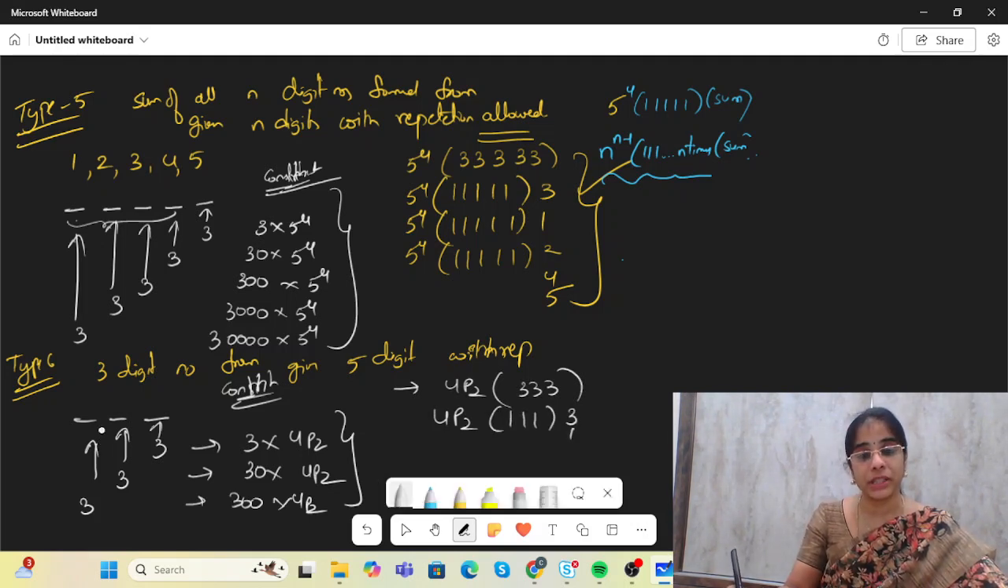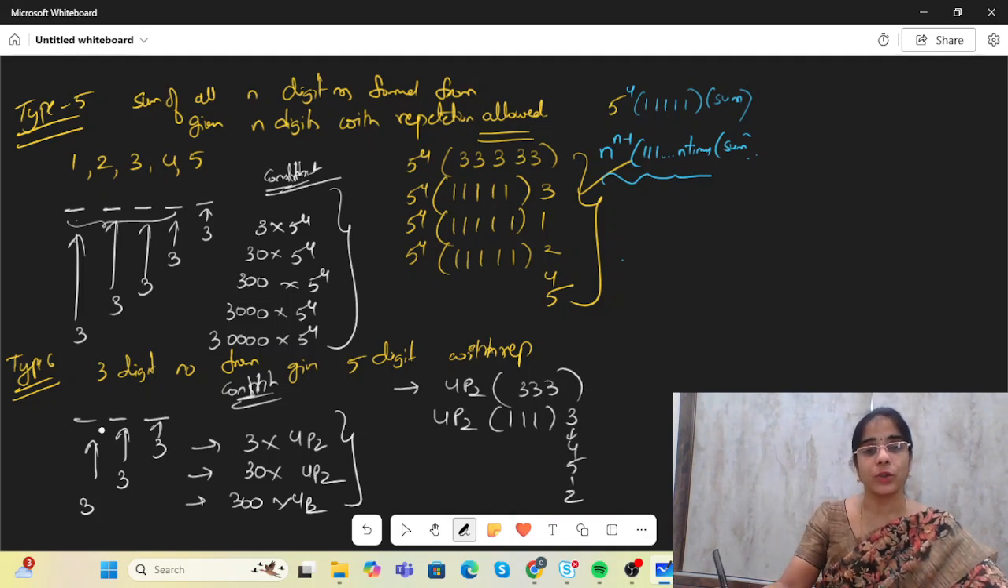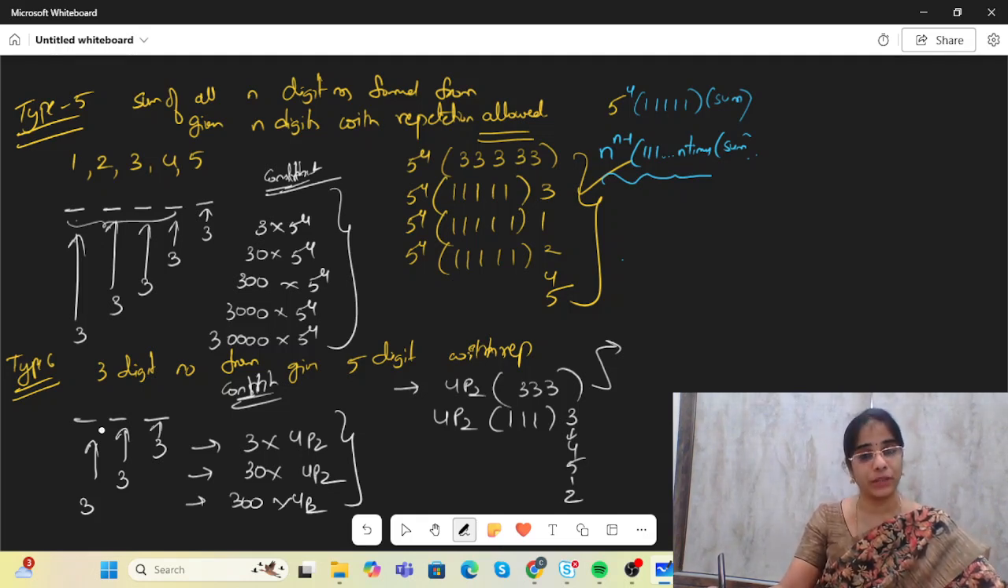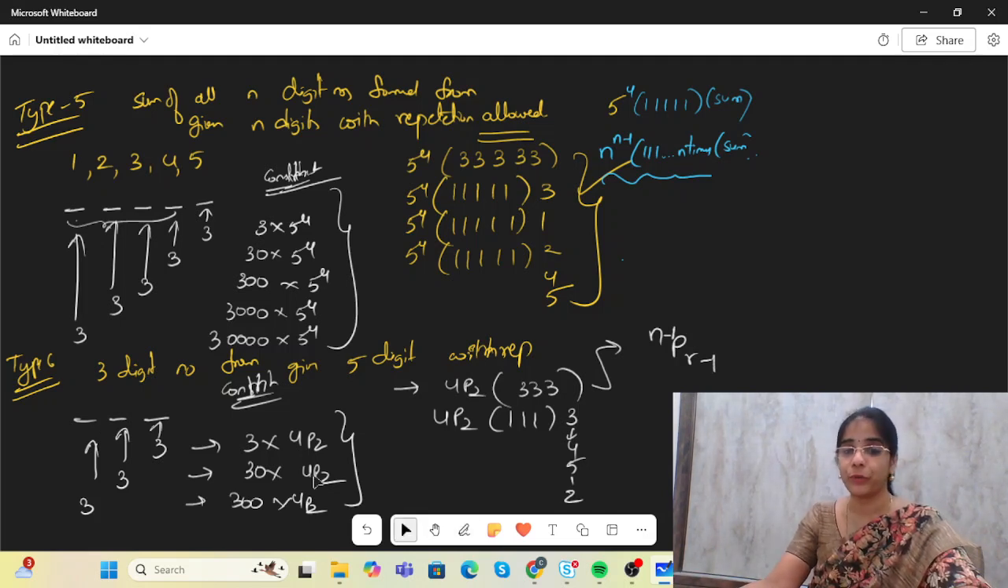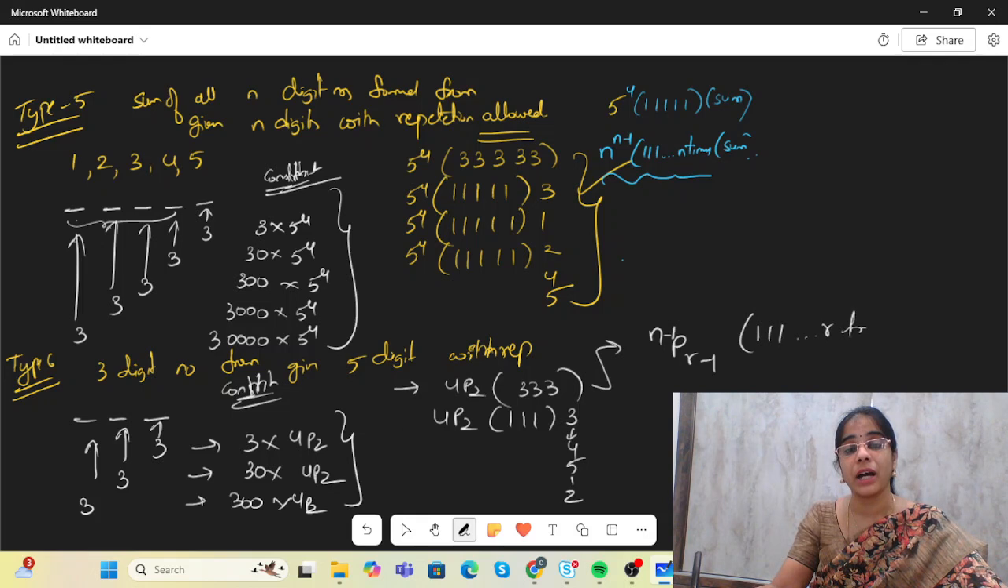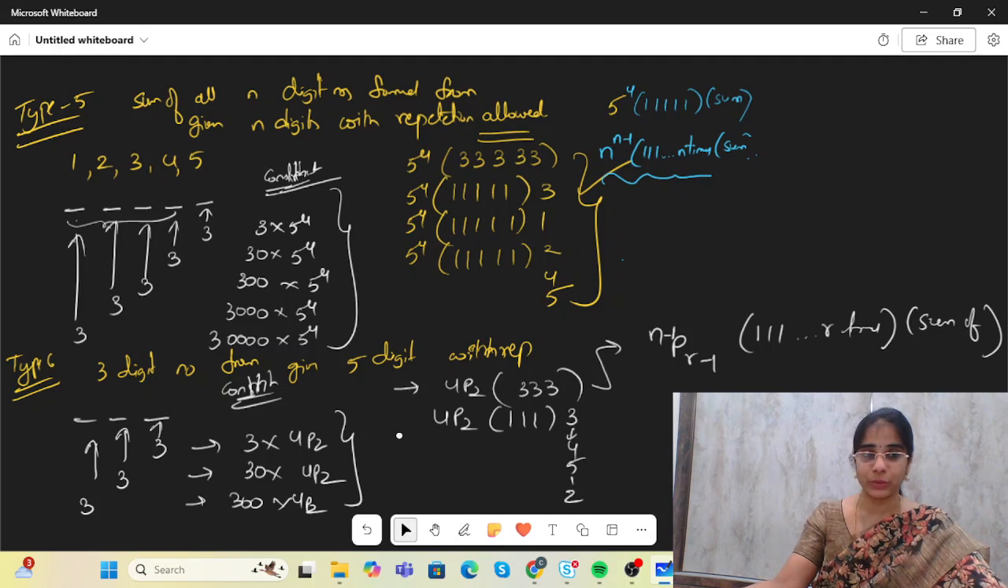The same story repeats here for 4, for 5, for 1 and for 2. Right. So what is its general notation? When I'm starting with a 5-digit number, picking 3 from that, I got 4P2. So hence nPr, it's like n minus 1 P r minus 1 is what I start with, because this is 4P2. It's not 5P3, isn't it? So n minus 1 P r minus 1, into 1, 1, 1, 1 repeated r times, into the sum of all the digits is what I get, right? That is my type 6. And type 6 is done.